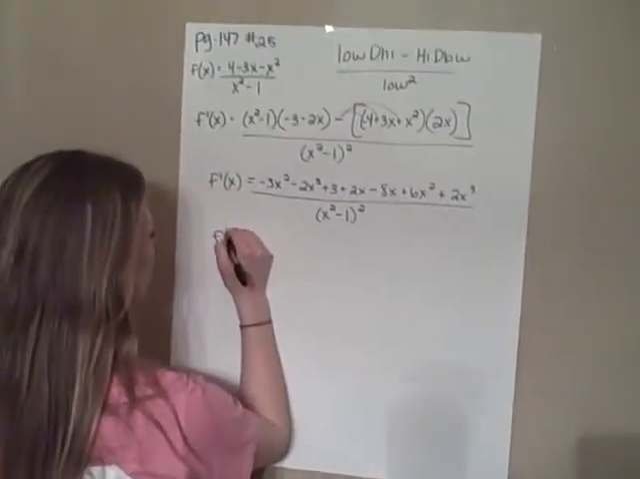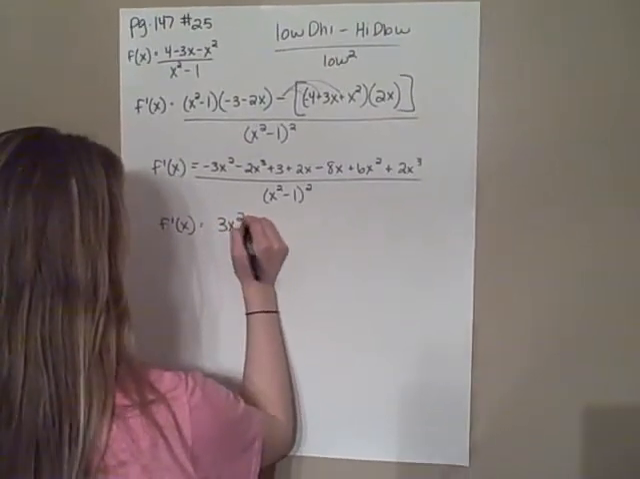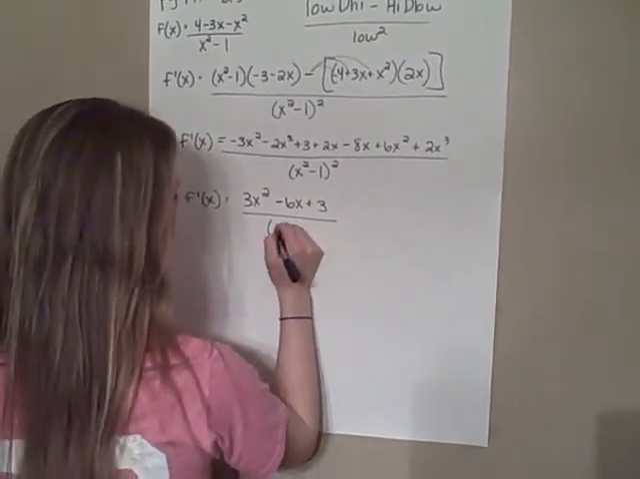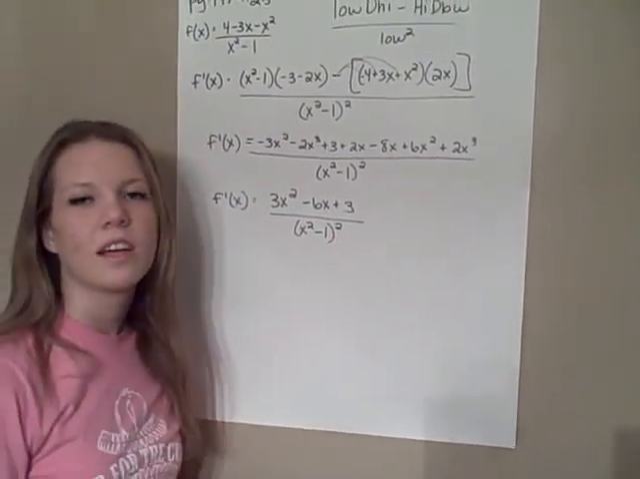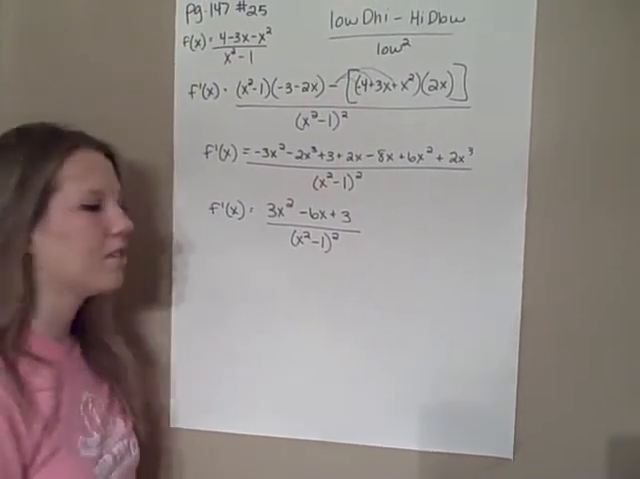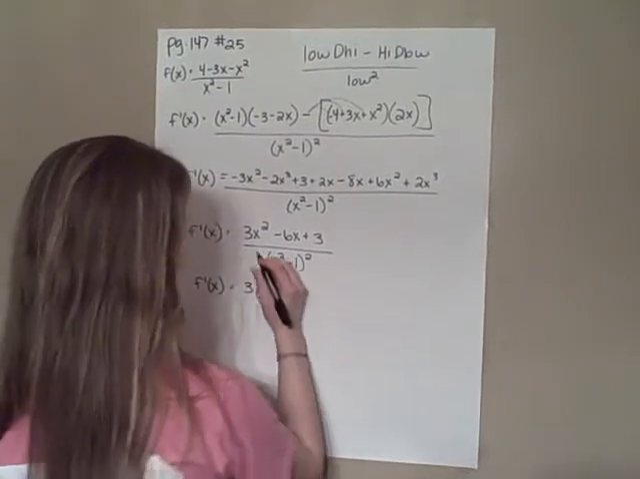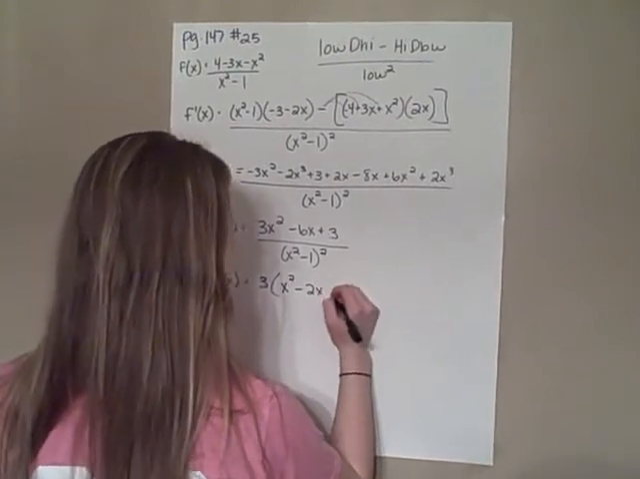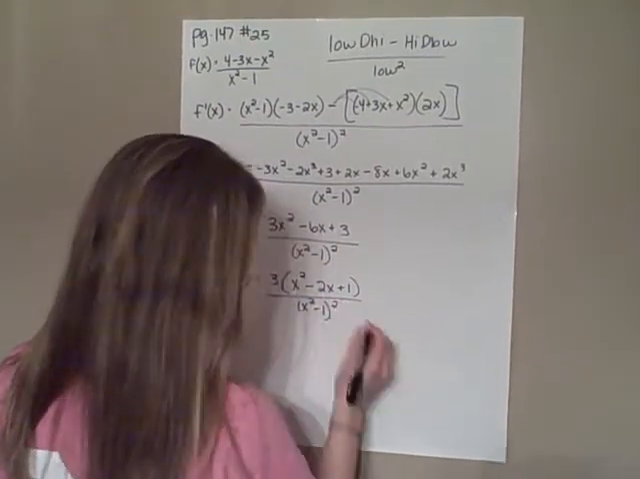So now I'm going to collect like terms. When we collect like terms, we get 3x squared minus 6x plus 3 all over x squared minus 1 squared. So now we're going to factor to see if we can get anything to cross out. And up top you can see a 3 can factor out, so we have f prime of x is equal to 3. And when we take out a 3, we're left over with x squared minus 2x plus 1 all over x squared minus 1 squared.